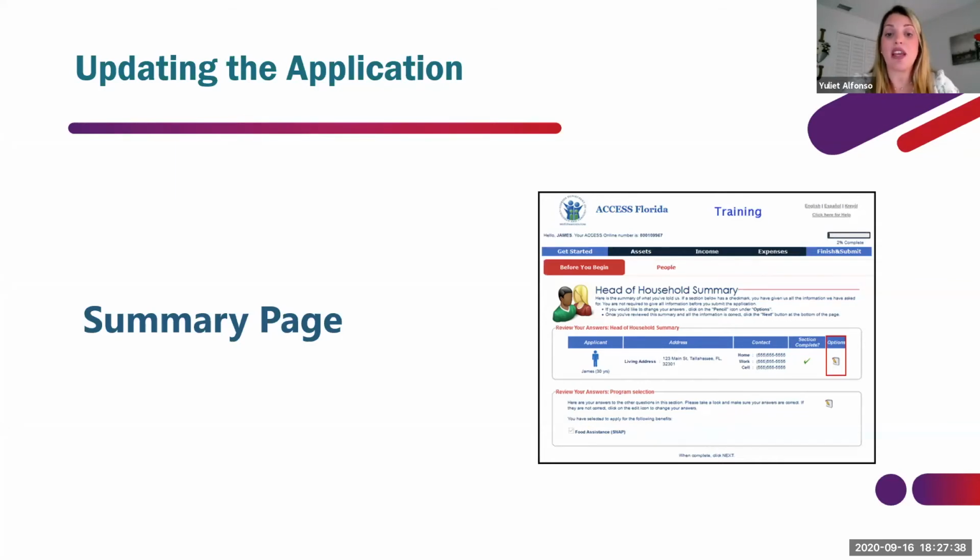If you need to make any changes, I always suggest that you wait until the summary page, because it's a lot easier to make a change than if you just start going back in the application. So if you need to make a change, just wait for the summary page, and all you need to do is click on the little notepad with a pencil on it, and it will take you back to that section without you having to go backwards, because what it does is delete the information and you have to put it in again. So always wait for that summary page.